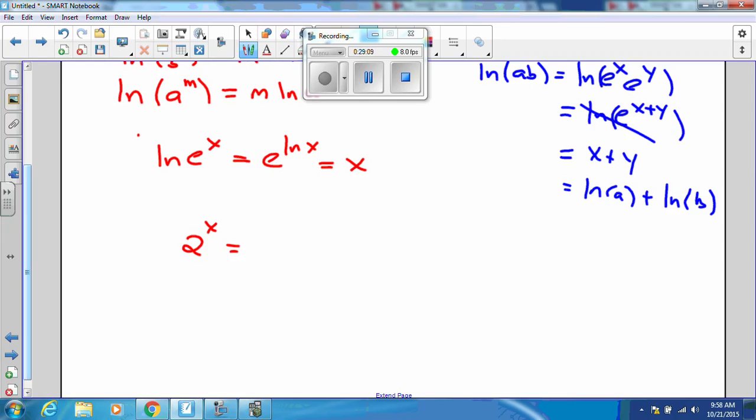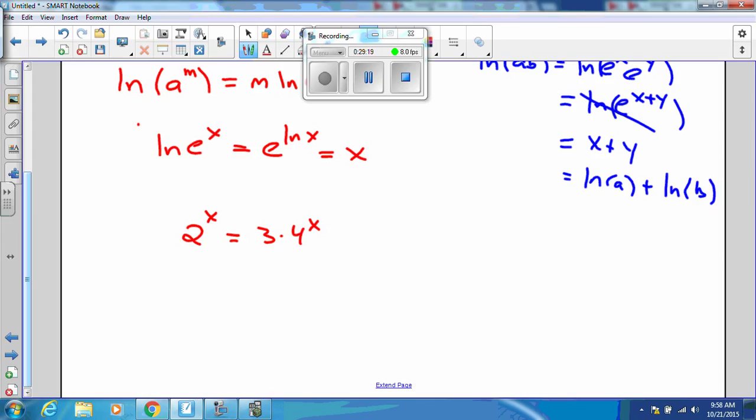So for example, suppose I have 2 to the x equals 3 times 4 to the x, and I wish to solve for x. Well, there's a number of things that I could do with this. For example, I could divide both sides by 4 to the x. That works. Let's do it in that way first, and then we'll come back and do it in a slightly different way. If I divide both sides by 4 to the x so that I can get all of my x's on one side, then I can appeal to exponent properties here and find out that 1/2 to the x is equal to 3.